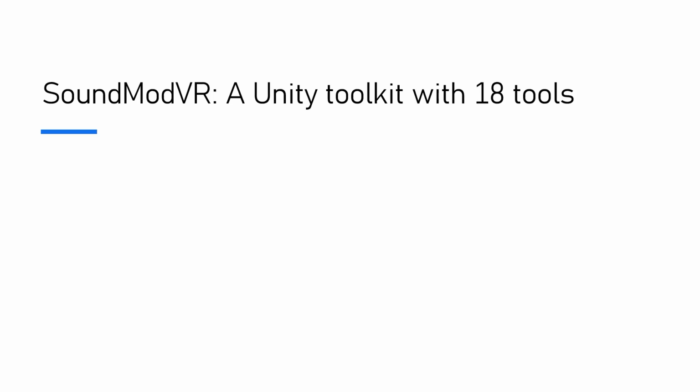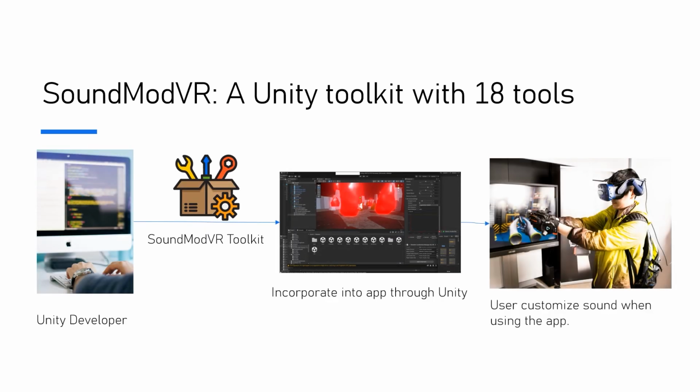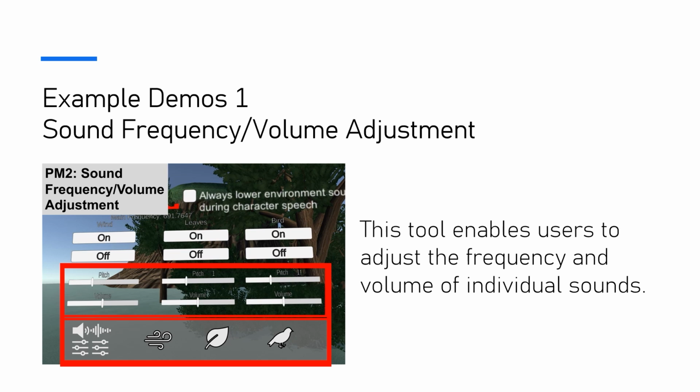We introduce SoundModVR, a Unity toolkit with 18 tools that developers can add to their app, enabling users with partial hearing to modify sounds in VR to support their needs. Here, we demonstrate 3 out of the 18 tools. The sound frequency/volume adjustment enables users to adjust the frequency and volume of individual sounds.